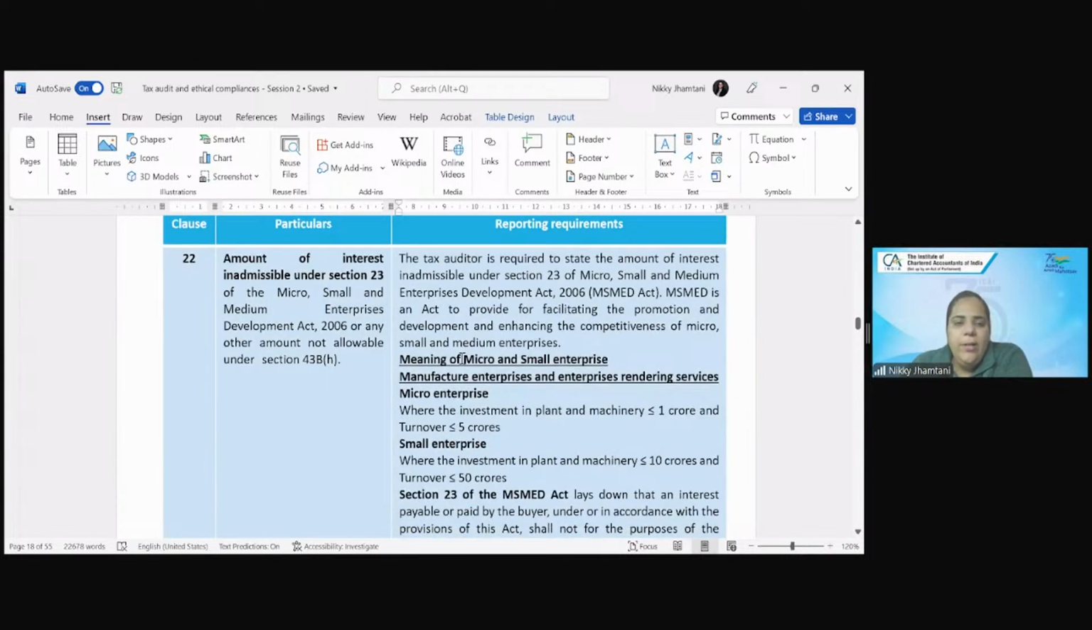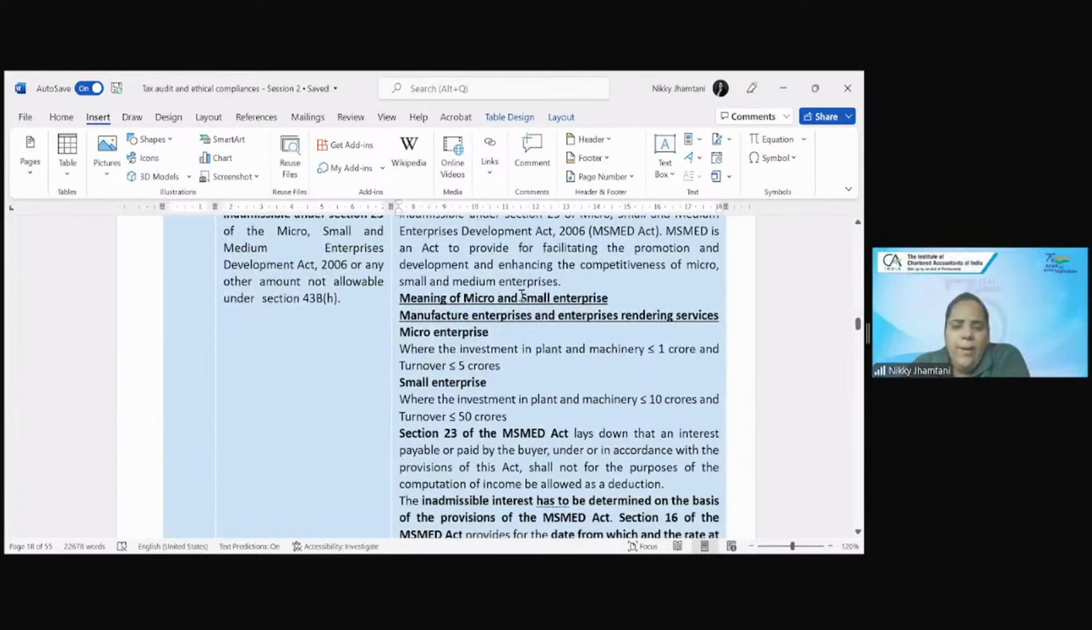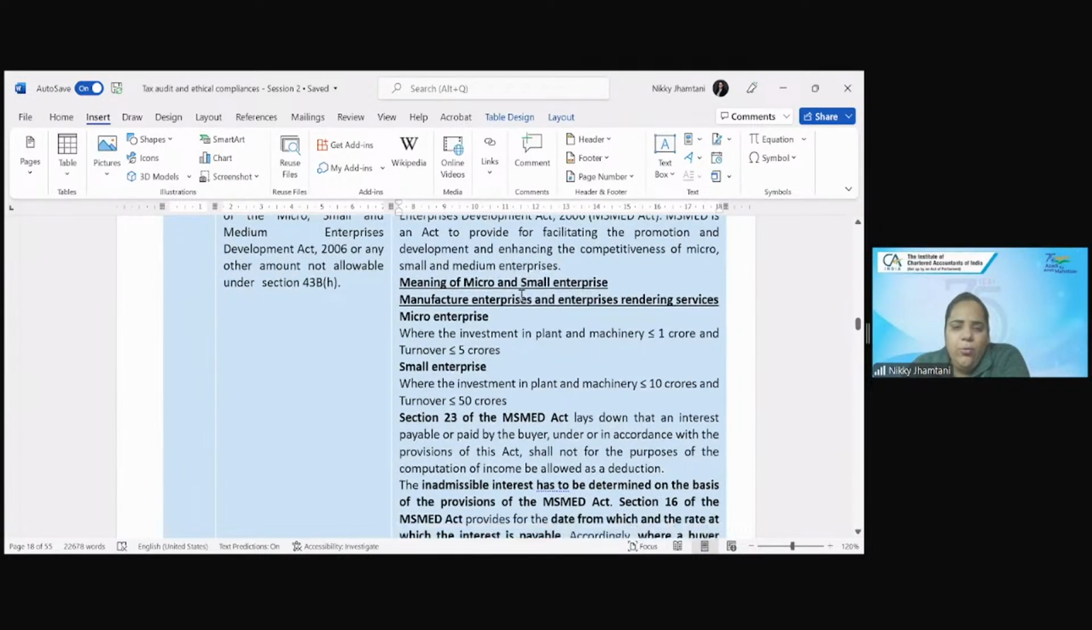Amount of interest inadmissible under Section 23 of the Micro, Small and Medium Enterprises Development Act 2006 or any other amount not allowable under 43B(h). The tax auditor is required to state the amount of interest inadmissible under Section 23 of the MSMED Act. MSMED is an act to provide for facilitating the promotion and development and enhancing the competitiveness of MSMEs. So, meaning of micro small enterprise, that you can go through.